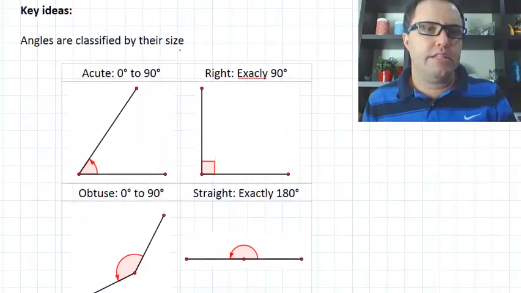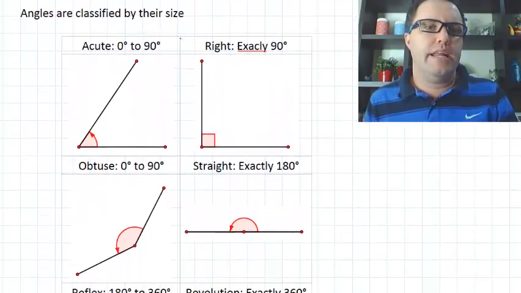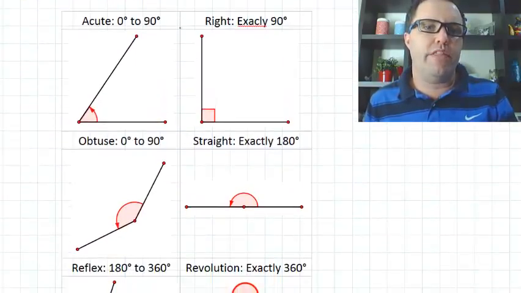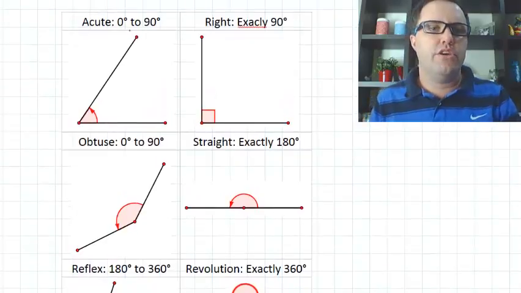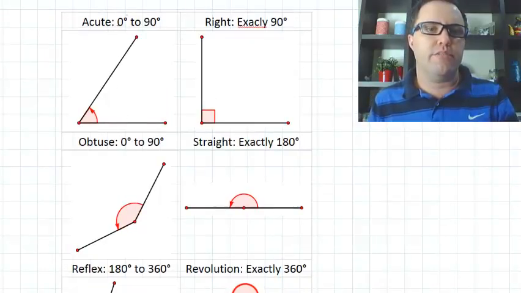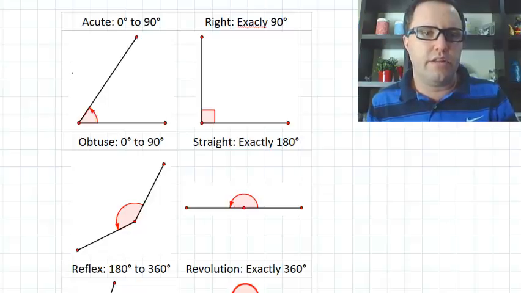Okay, so we're going to be talking about angles today. Now, angles are classified by their size, okay? So acute angles like this, they go from 0 degrees through to 90, okay? So 0 and 90 is up here, so that would be an acute angle.